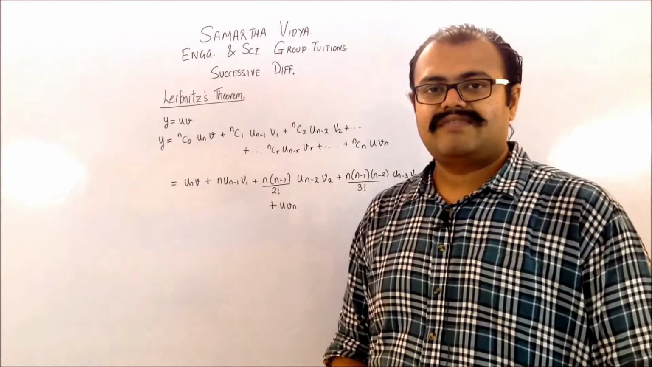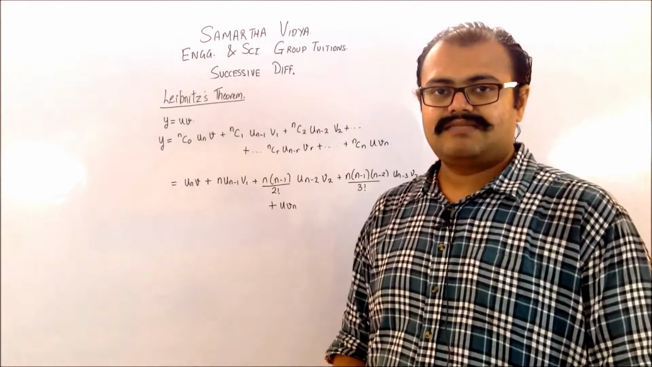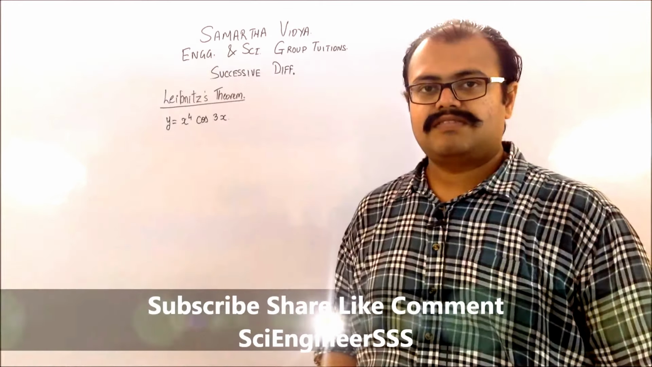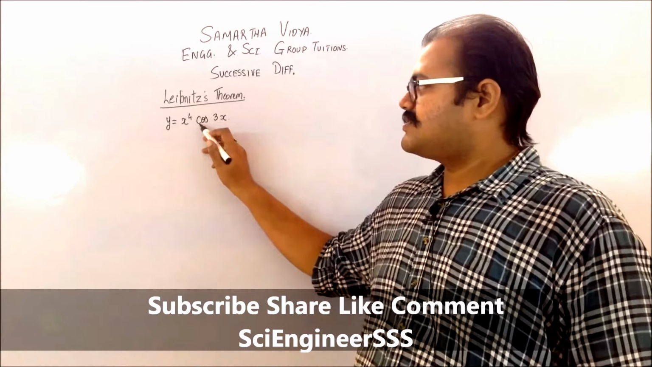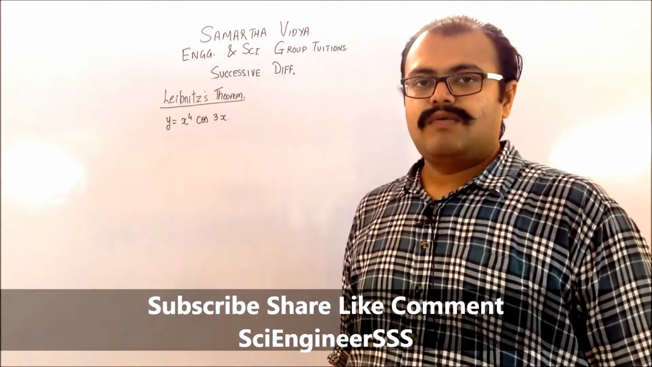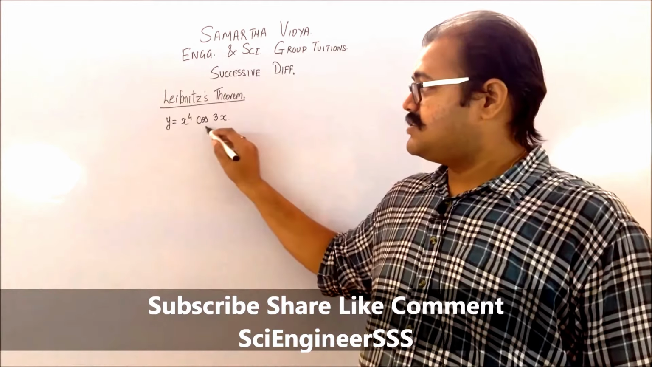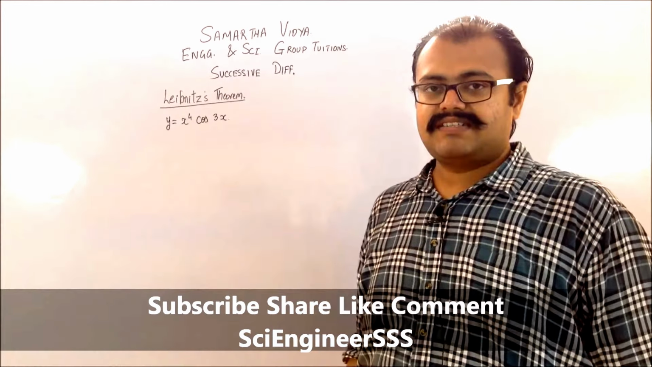So let's see how we are going to apply this particular theorem in our problem. Let's see this particular problem, wherein we have x raised to 4 into cos 3x. So it's basically a uv term which is present over here.